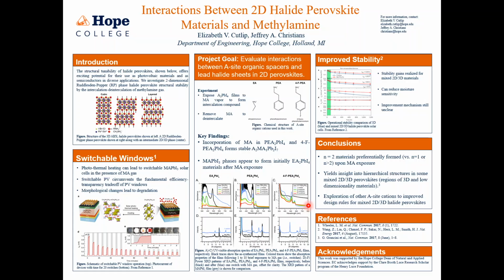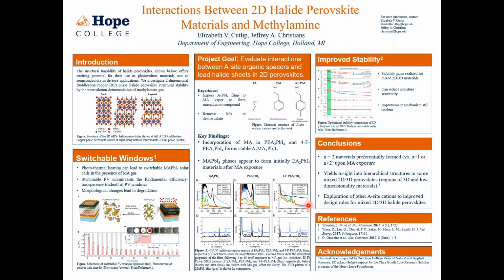What we see in this data is that following MA deintercalation, some of the methylamine still remains within the film. We see that as a change from a pure 2D perovskite where the lead halide sheets are one layer thick, n equals 1, to, when the gas goes through a color switch, two layers of this perovskite sheet, n equals 2, with MA remaining within the structure.